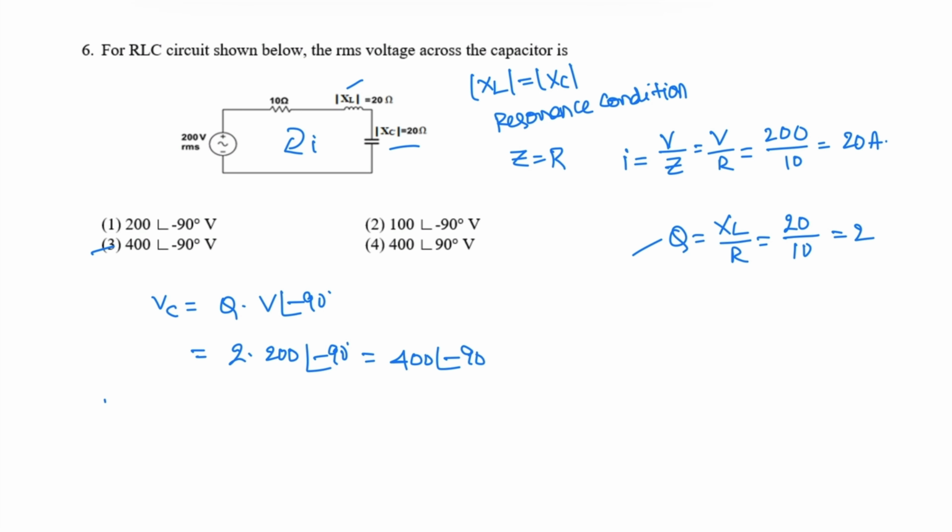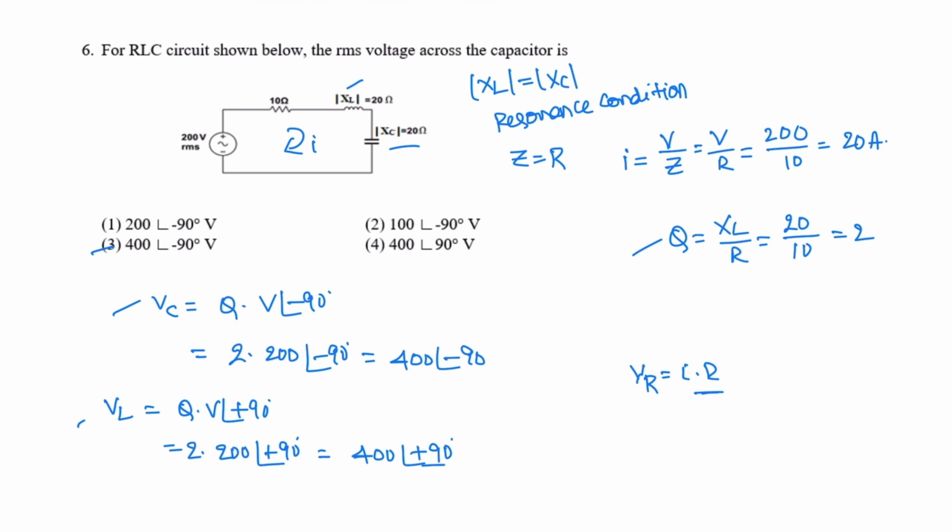Similarly, the voltage across the inductor is the quality factor times the supply voltage at an angle of plus 90 degrees. So 2 times 200 at an angle of plus 90, its value is 400 at an angle of 90 degrees. Similarly, the voltage across the resistor is I into R, which is the source voltage. So these are the voltages across the capacitor, inductor, and resistor. The correct option is 3. Next question.